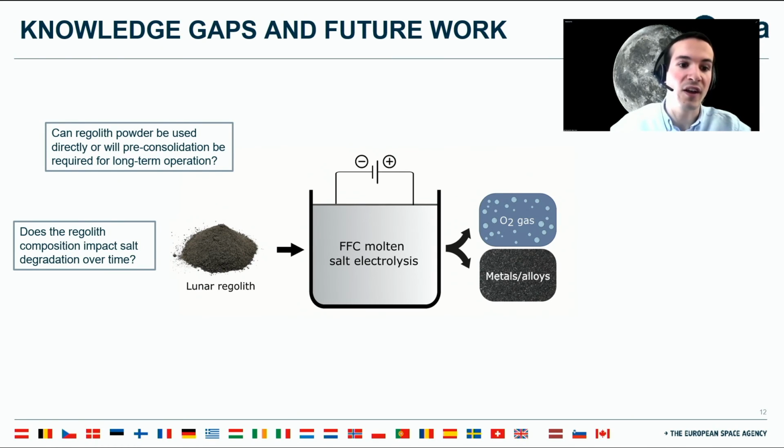How does the regolith degrade the salt over time? Even if we have a temperature of 950, at this temperature some metals, aluminium and magnesium, will be in their molten state. So they might be in a melt and then maybe dissolve, and over time maybe accumulate either at the surface or at the bottom. Does it have an impact, or does it degrade the salt over a long time?